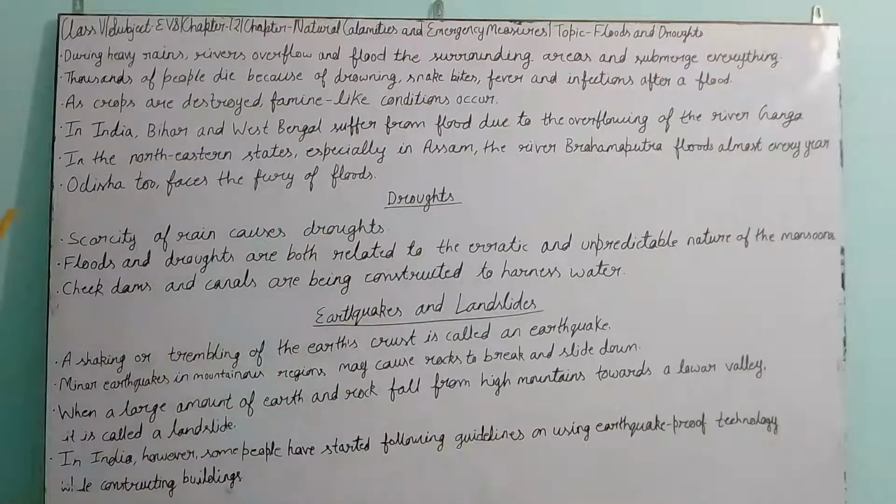Droughts. Scarcity of rain causes droughts. In floods, the rain falls too much, and in droughts, it falls very little. When the rain falls less than the requirement, the drought condition comes, because there is a lack of water everywhere.